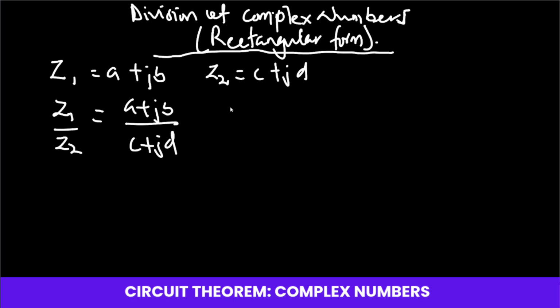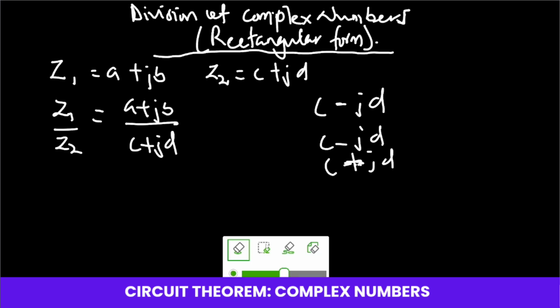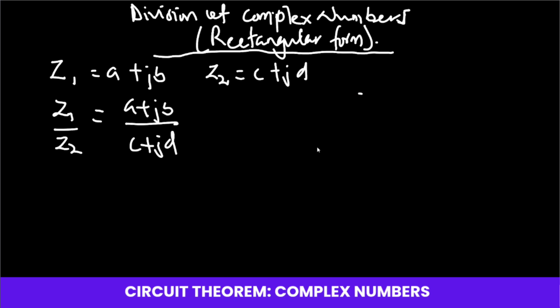The first thing we have to do is to find the conjugate of the denominator. When I say conjugate of the denominator, it means you are going to negate the imaginary part of your complex number. So let's say we already have c minus jd, it would have been c minus minus, which is going to give you plus jd. But here we have c plus jd, and we are going to get our c minus jd.